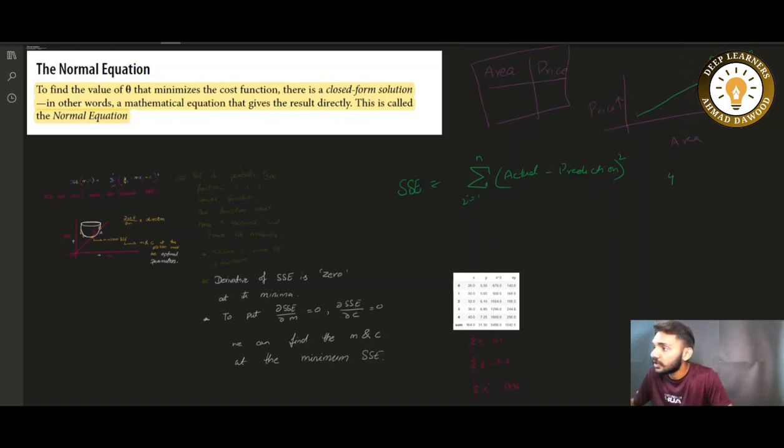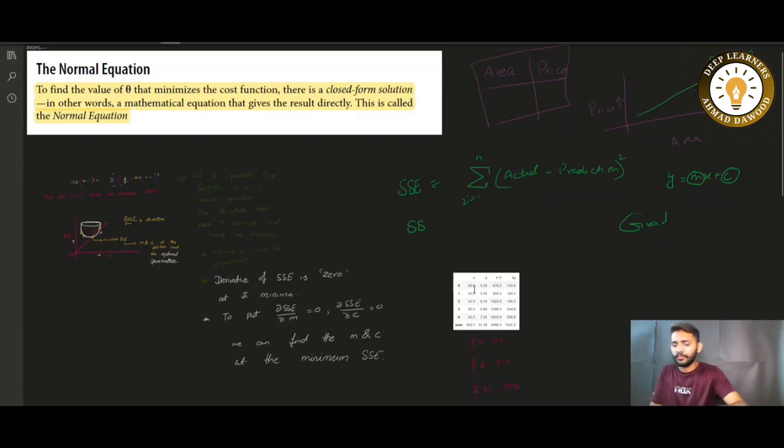We were having the equation of a line, y equals mx plus c. If we can find our m and c for the minimum SSE, we can say we have found the parameters for our model, so we have trained our model. Last time we were doing gradient descent.